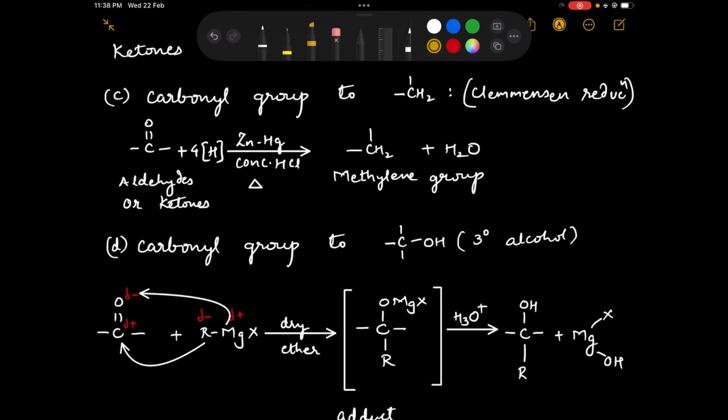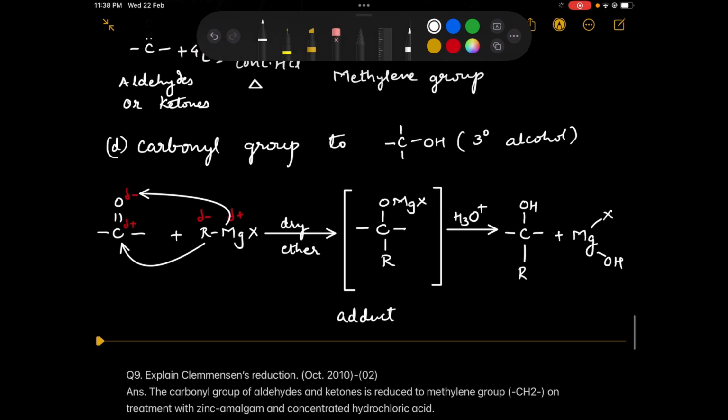So aldehydes or ketones will undergo reduction in the presence of zinc amalgam and concentrated HCl, so that we get the formation of a methylene group and water molecules. The last one over here, the carbonyl group being converted to a tertiary alcohol. COH is a tertiary alcohol. Now, when we have to convert the carbonyl group into a tertiary alcohol, we have to treat it with Grignard's reagent, that's RMgX.